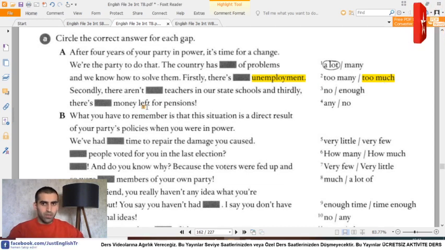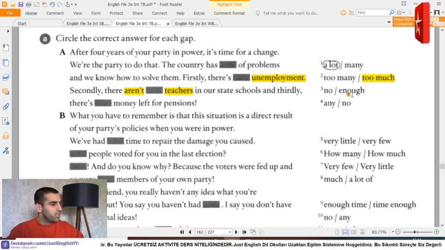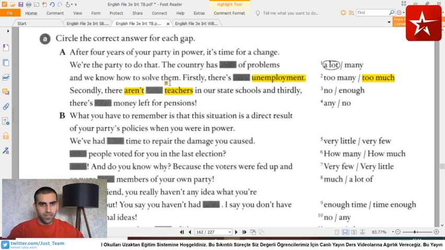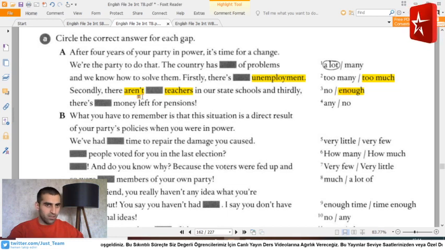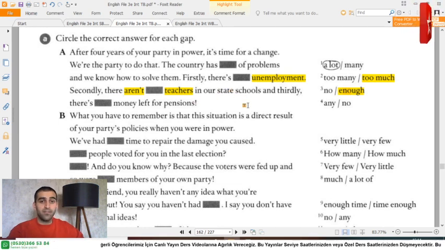All right, guys, let's continue with the next one. Secondly, there are not blah blah blah teachers, and be careful here. We have no or enough. We have not here. So can we use no here or not? Or enough, is it correct? Okay guys, I'm waiting for your answers. Irina says enough, Mustafa says enough. Yes, enough is the correct answer. Why? Because we cannot use no with not. We could say there are no teachers in our state schools, or there are not enough teachers in our state schools.